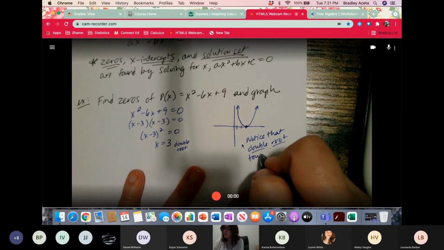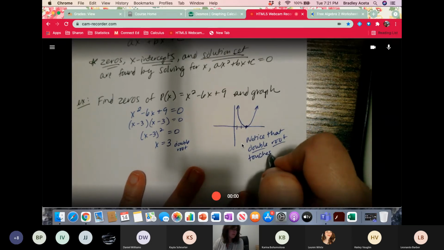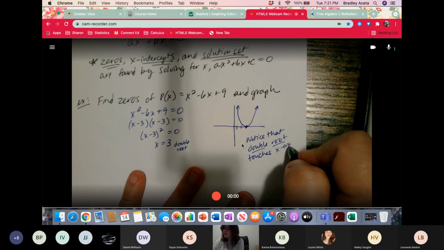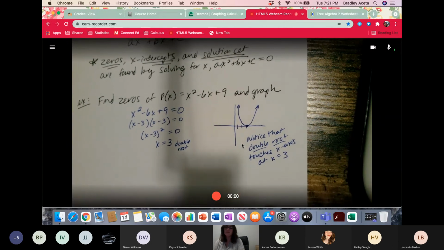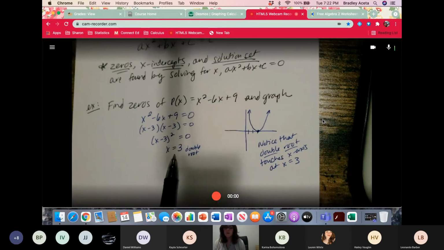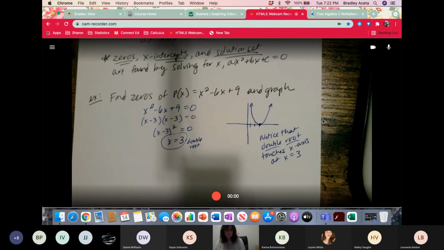And it touches the x-axis at x equals 3. This is important for something we're doing later, but I'm setting you up for good stuff ahead. But that is the graph of, if I asked you what is the 0, it would be 3. That's what you would say, 3. Okay? Let's do another one.